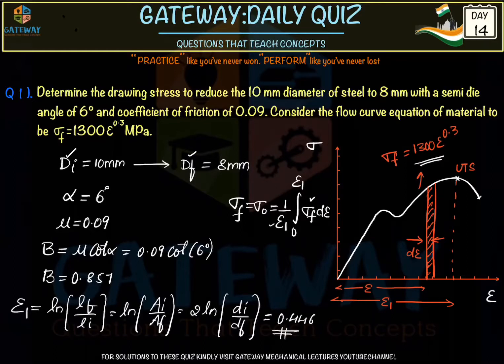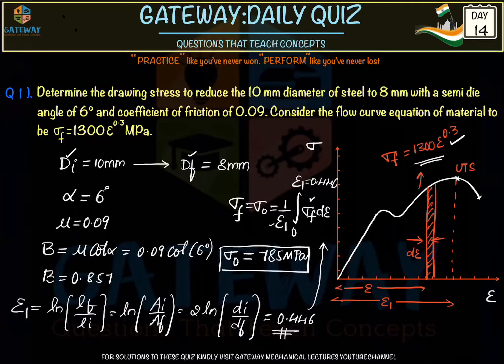This 0.446 we will use in this equation. We'll apply the integration from the limit 0 to 0.446, and here they gave the sigma f equation. We'll substitute there, and finally we'll calculate the value of sigma naught or sigma f, which comes out to be 785 megapascals. These are the basic steps to do in the question. When we are solving these types of forming questions, the first thing is to calculate the sigma naught, and also if we need true strain, we need to calculate that too.